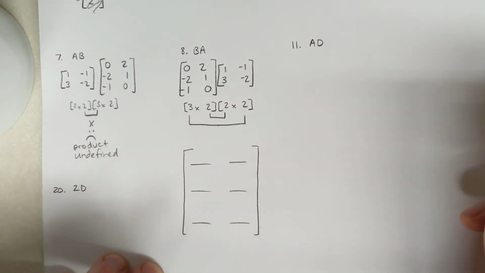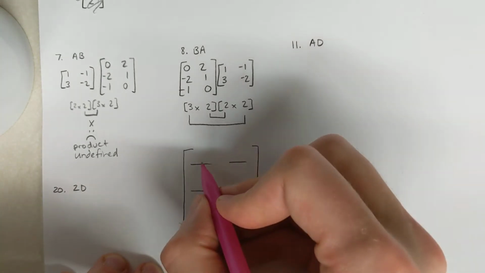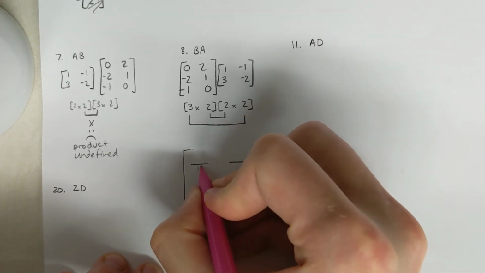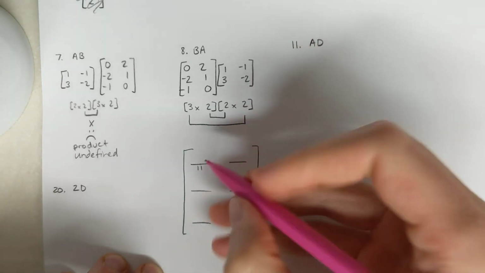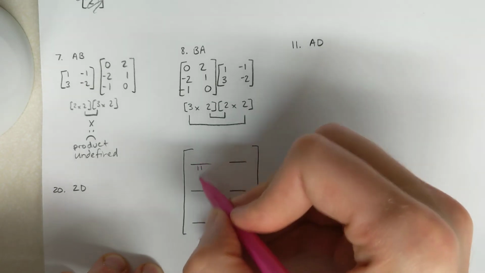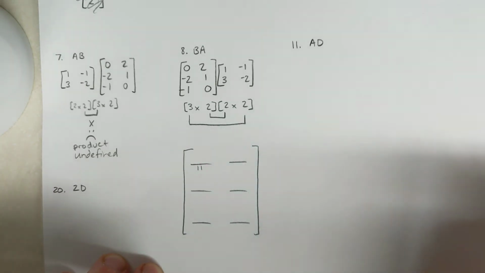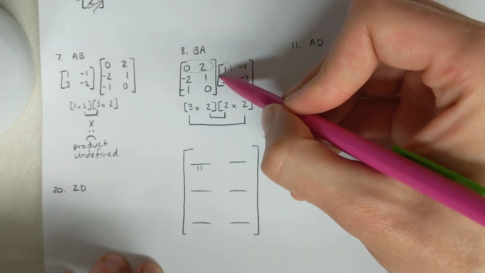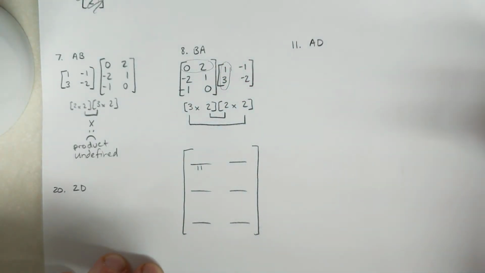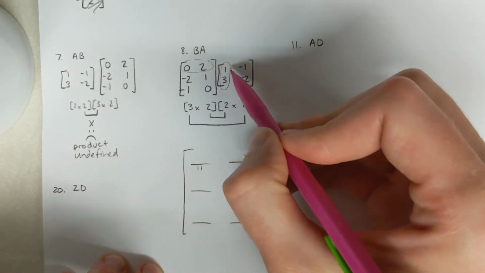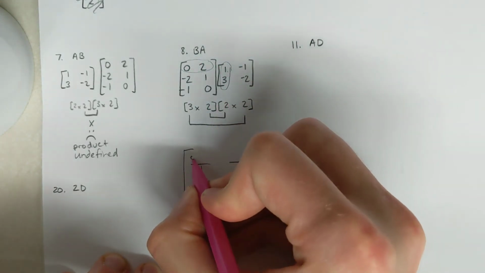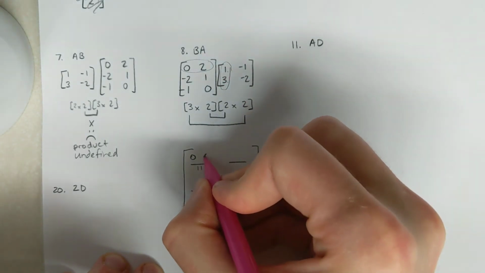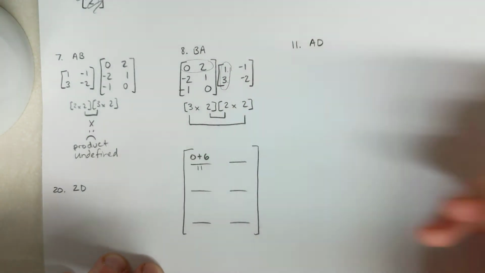So here's the hard part, actually multiplying them. The idea is you look at the element that you want to find. So we're going to start here at the top. This is element 1, 1. It's in the first row. It's also in the first column. So to get it, you're going to multiply the first row and the first column together. So 0 times 1 is 0, and 2 times 3 is 6, and we're going to add those.